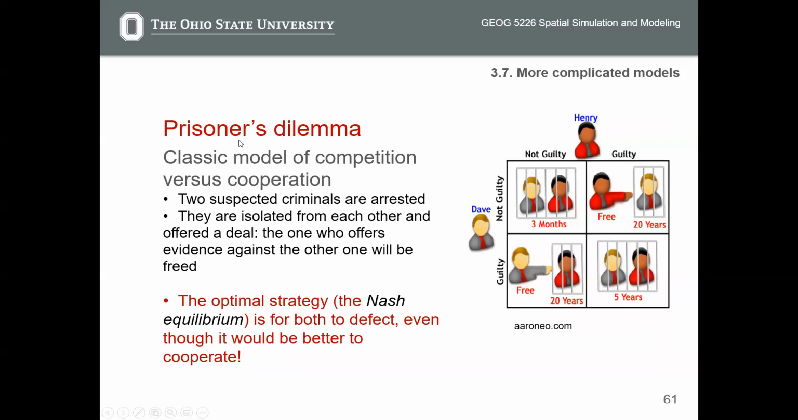A very classic example is the prisoner's dilemma. So it's also Henry and Dave, they're A and B, but instead of rewards, here we're talking about punishment.